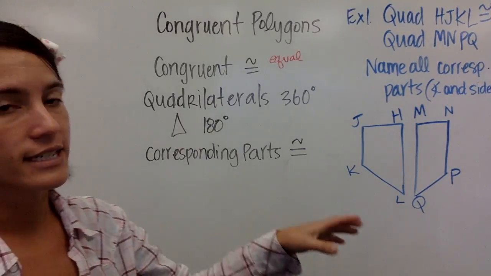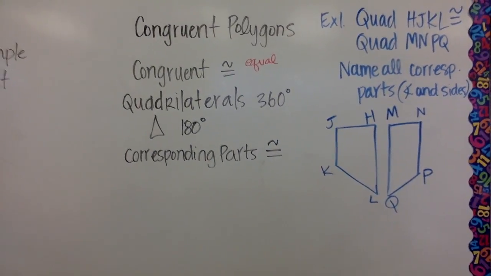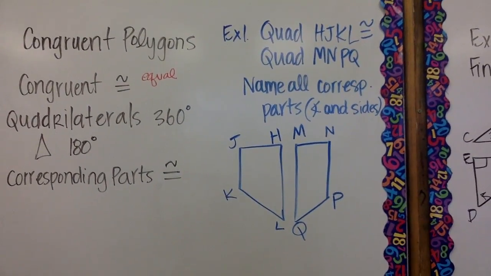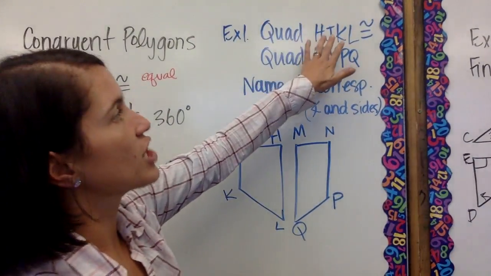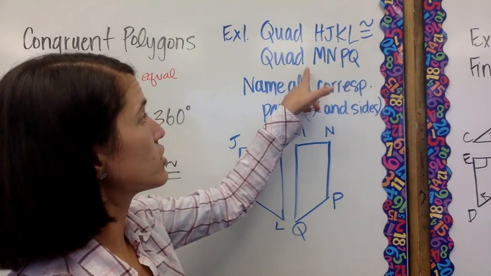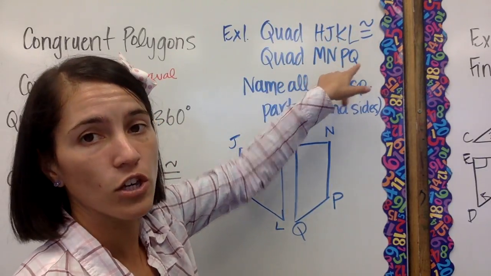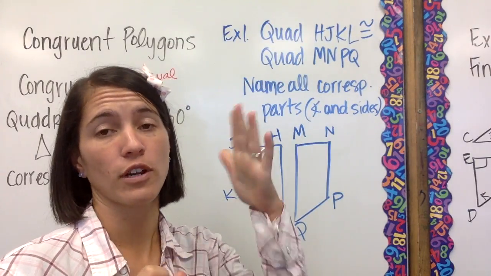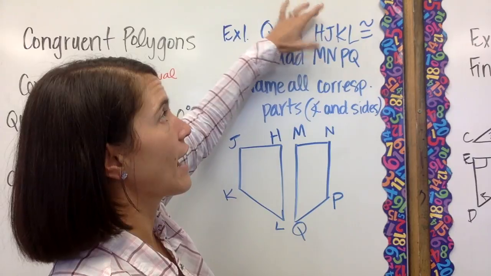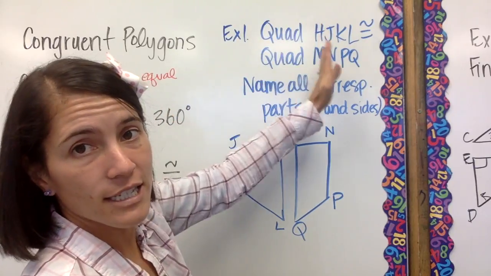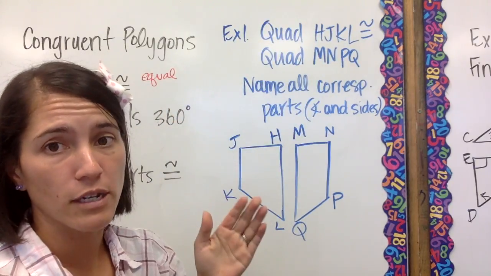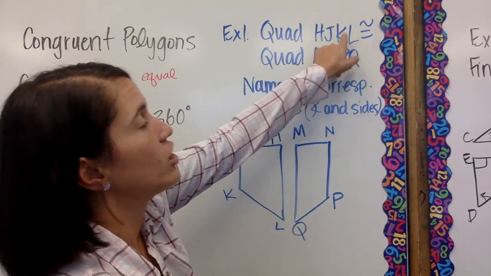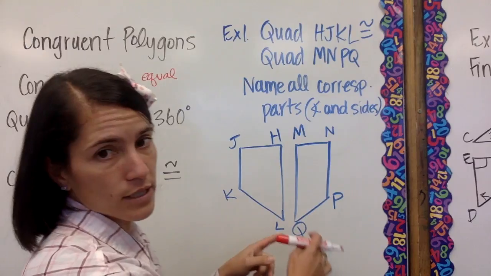So, example 1, let me scoot you over. Copy that down. Quadrilateral HJKL is congruent to quadrilateral MNPQ. Now, when they are lined up like that, you can see the corresponding parts are going to be in order. So, angle H and angle M, since they're lined up, those are the corresponding parts. So, H and M will be congruent. L and Q will be congruent.